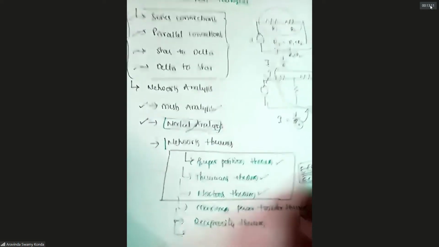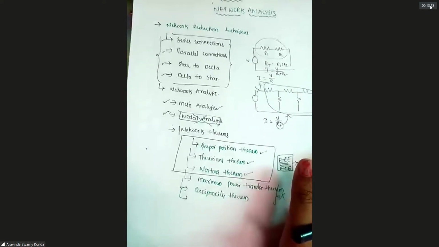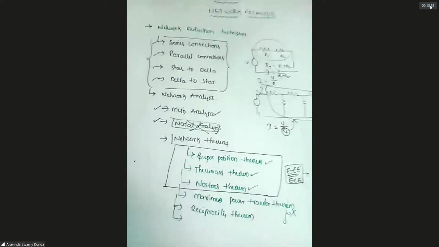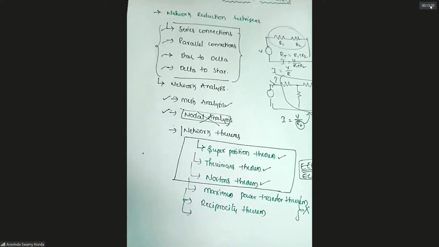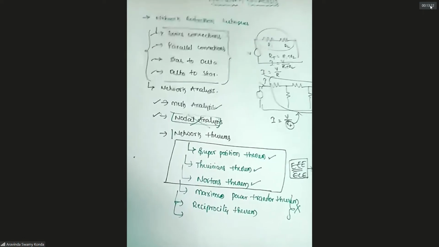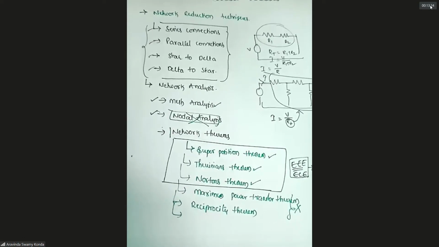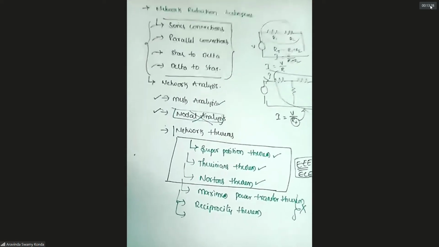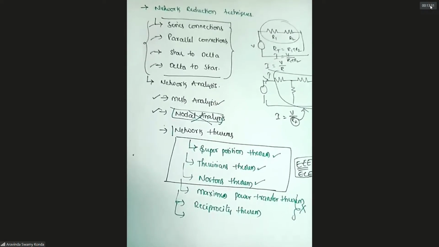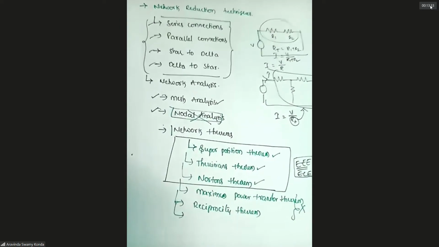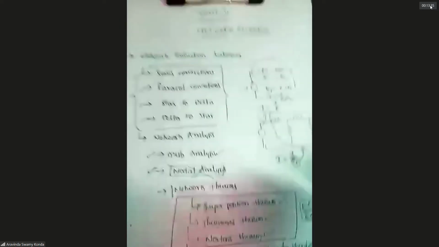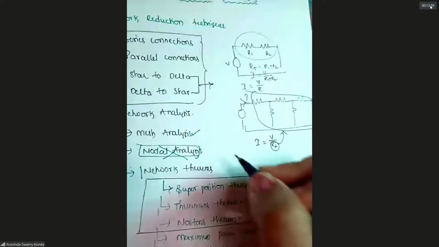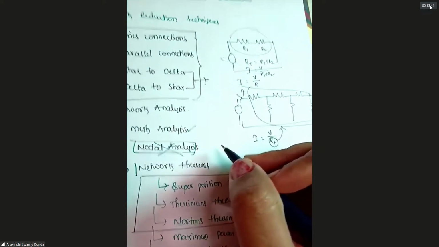In this syllabus, we want to know what series connections and parallel connections are, meaning when we say the resistors are in series, when we say the resistors are in parallel, and when the resistors are connected in a star connection or in a delta connection. Also we have one more concept here.